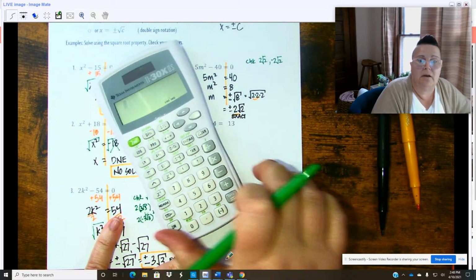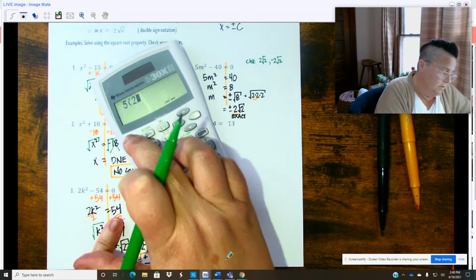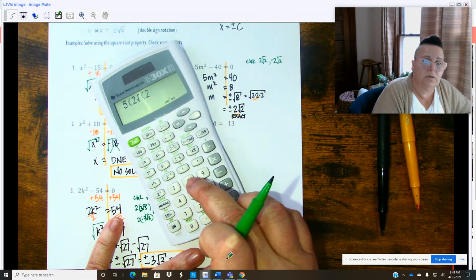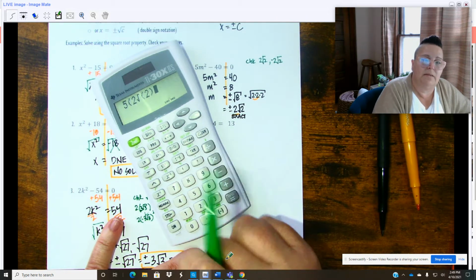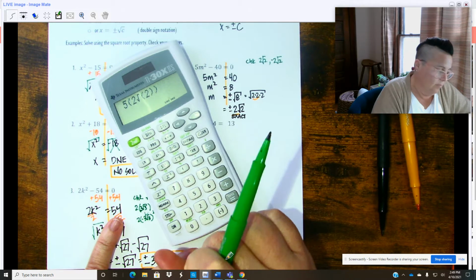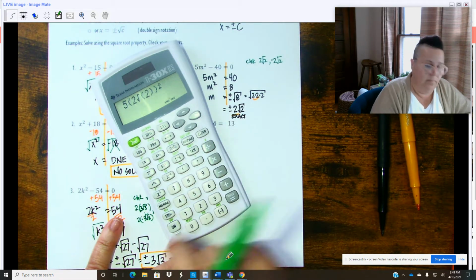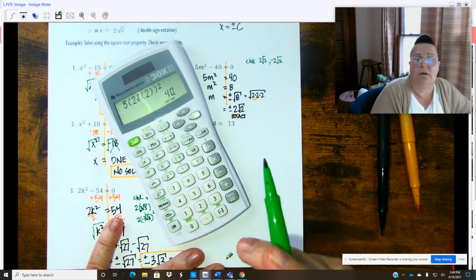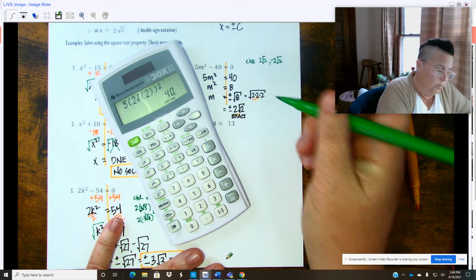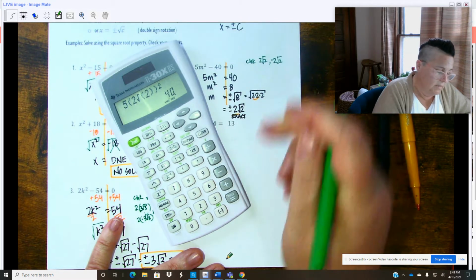So, can we see it? Okay. So I'm going to do 5 parentheses, 2 second square root 2. I need 1 set of parentheses to close what's underneath the square root, and then a second set of parentheses. So now I need to square that, and that's going to give me 40. When I minus 40, I'm going to get 0. So 40 minus 40 is going to be 0.